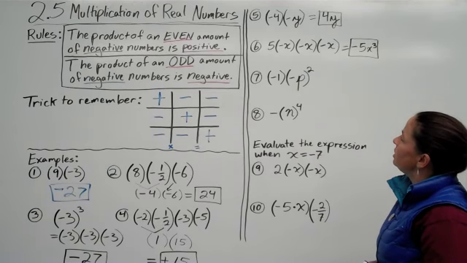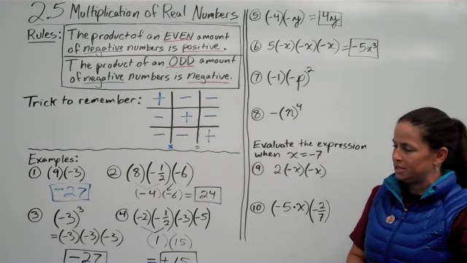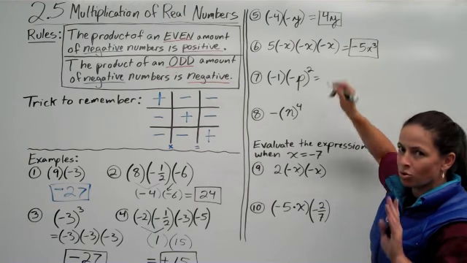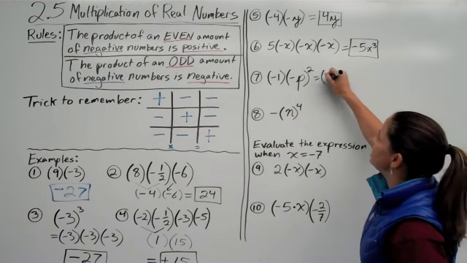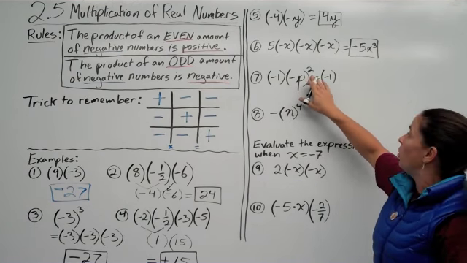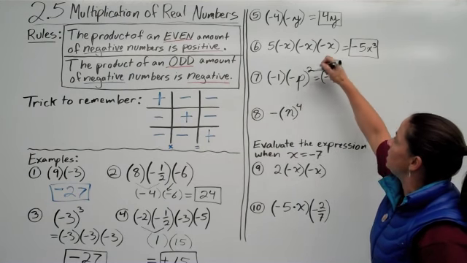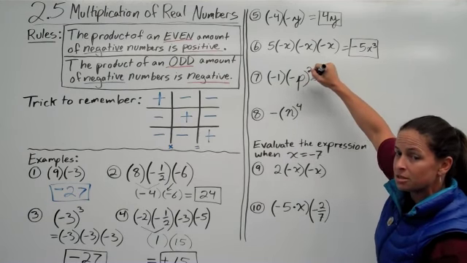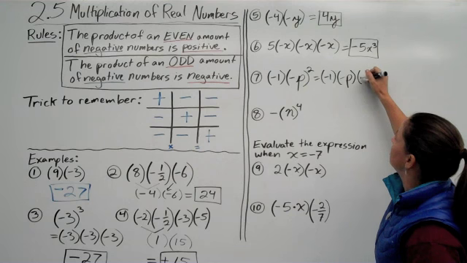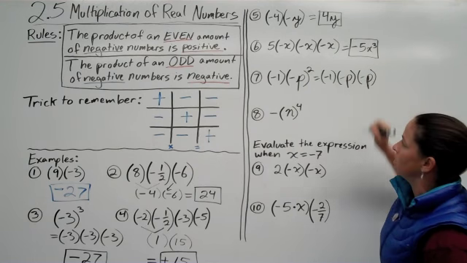Number 7, negative 1 times negative p to the 2nd. Let's expand it. When in doubt, write it out. So this means -1 times, and then what's being raised to the second? Well, it's just negative p, because that's all that's in the parentheses. So that means it's negative p times negative p.